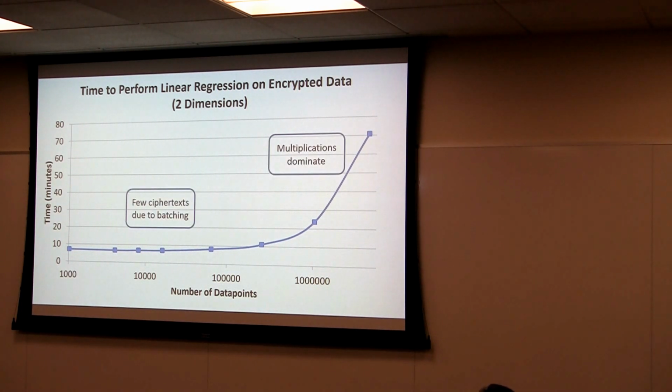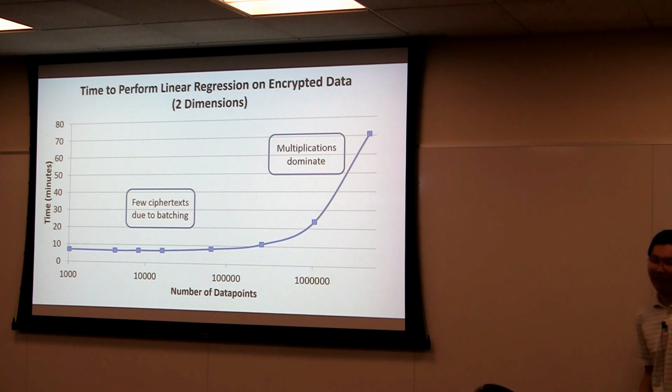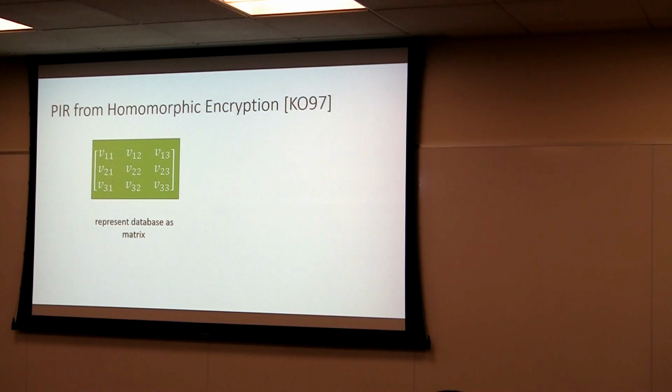OK, and similarly, this explains the characteristic behavior of the plots. So before, it's flat because of this batching trick where we encrypt blocks. And then eventually, when we have so much data, we're going to have many blocks, and now we have to do more operations on the ciphertext. OK, so there's another application, which is private information retrieval, but I don't think I have time to go over that.